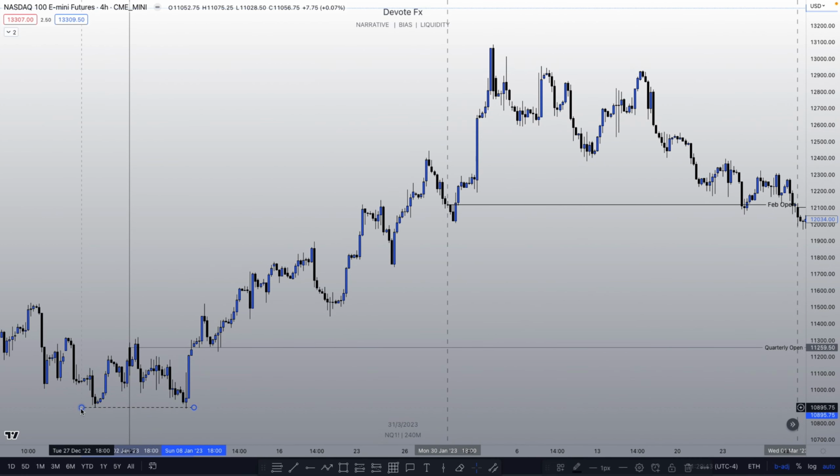Like I said, small stop run, shallow stop run to start the year. Stop run, displacement, and it's just higher from there. Never looked back. Sell side taken, as I mentioned earlier, here and here. Sell side taken, buy side taken here. Dealing range retracement, sell side liquidity, very tight right here.